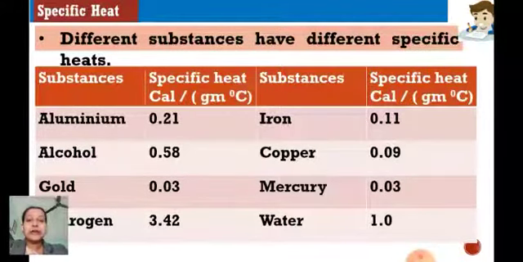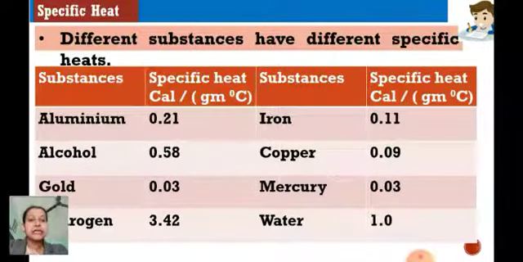Q is heat, therefore it is measured in joules in SI units and calories in CGS units. Mass is measured in kilograms in SI and in grams in CGS, and delta T is measured in degrees Celsius. Therefore specific heat, that is small c, is given in SI units as joules per kilogram degree Celsius, and in CGS as calories per gram degree Celsius.